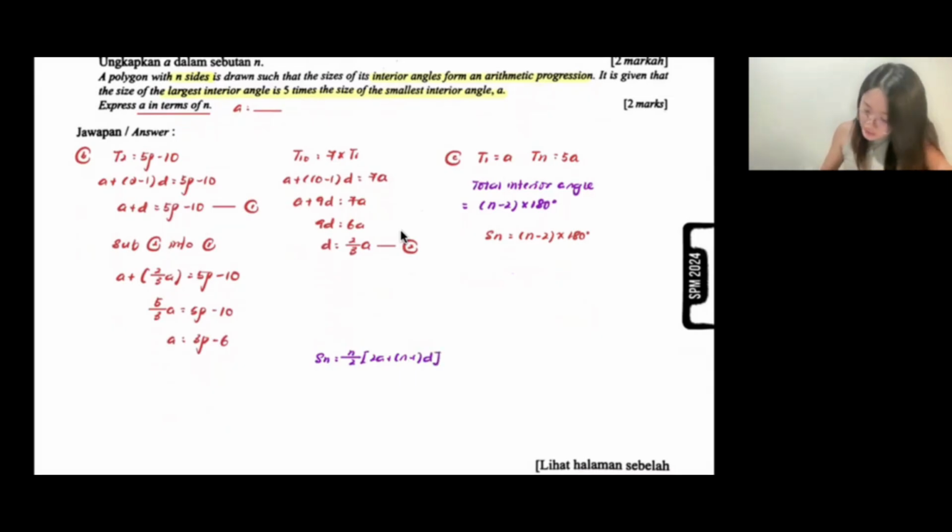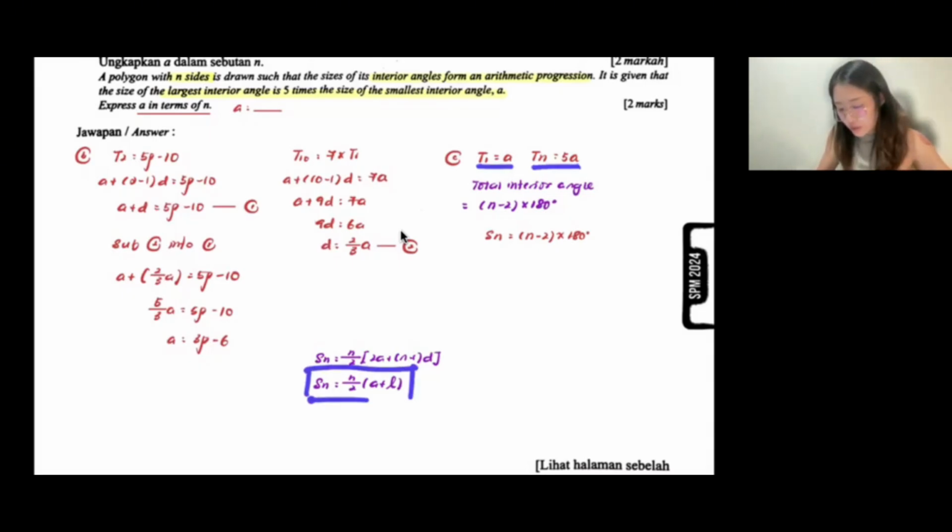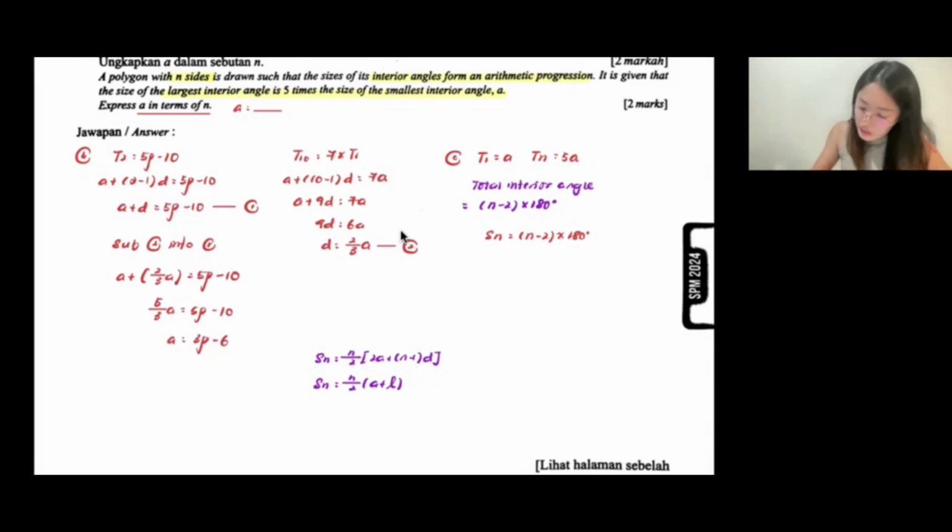Actually, there's another one. Sn equals n divided by 2 times a, the first term, and the last term added together. Okay, this is another formula for Sn. So over here, I have information on my first term and last term, so the second formula will be better. All right, so let us use this. That will be n over 2 times a plus l, where l is the last term, equals n minus 2 times 180.